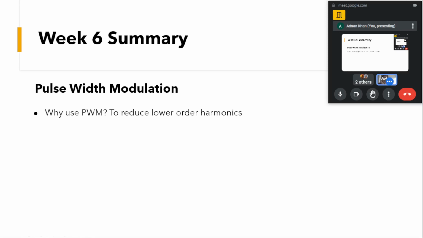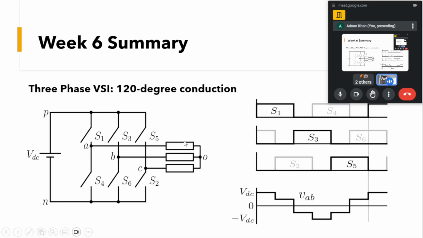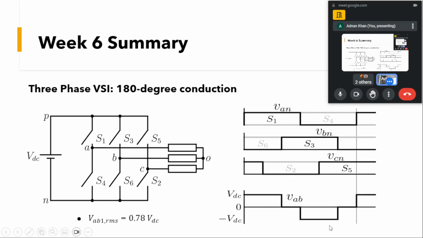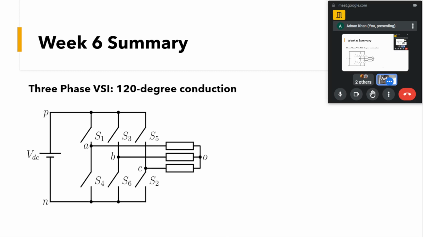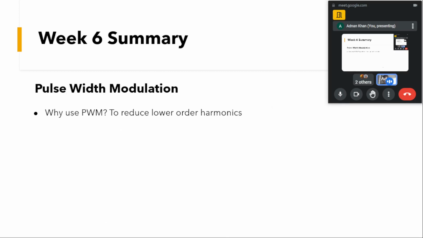Why we need pulse modulation is because what you saw in the previous section, we were able to generate these kinds of waveforms, and if you do the Fourier analysis of this, you will see we will be having the lower harmonics here, like third, fifth, seventh. To eliminate these harmonics we would need high-value filters like inductors or capacitors. In order to push these harmonics to higher frequencies, we do this pulse width modulation.